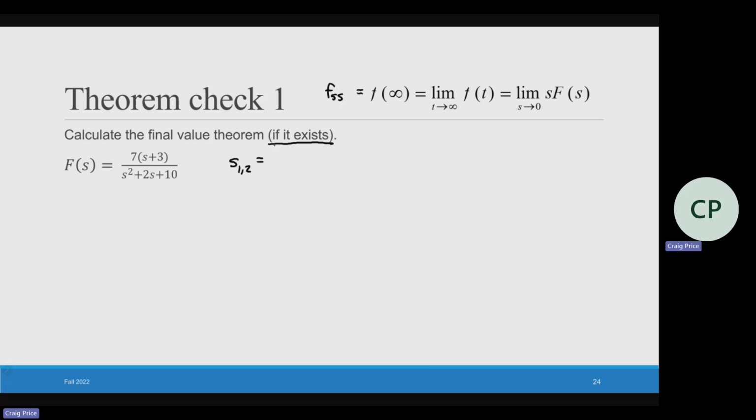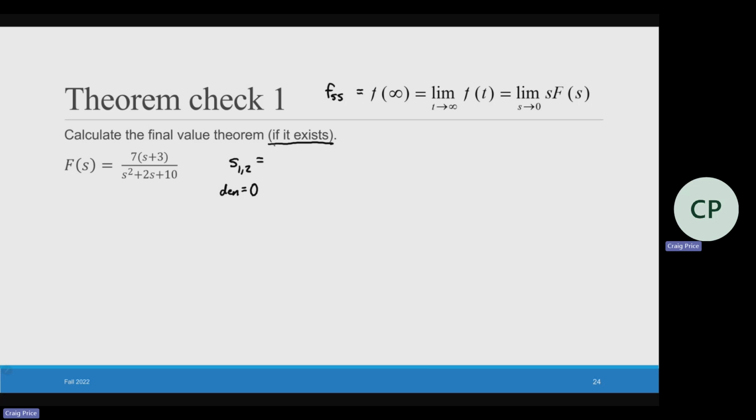This is not something you have to do in your head. Oh, you did it with the quadratic formula? Wow, you're on top of it. You got -1 plus or minus 3i. How'd you do that, Braden? Using what numbers? So you set the denominator equal to 0. That's how you can find the roots of this system.